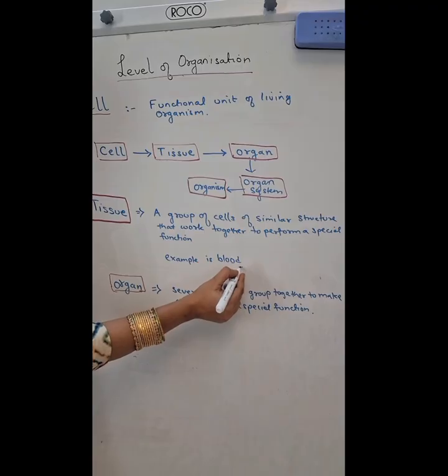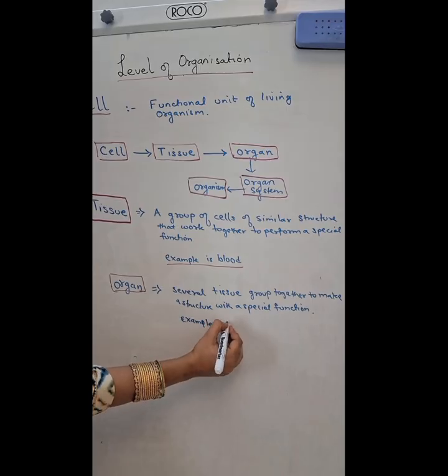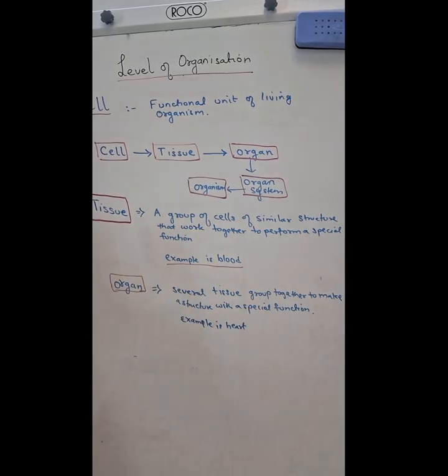So example of organ is, I can take heart. And you know there are many. And in plant, the example is leaf, stem, root. They are organ. Okay. The next one is organ system. The next one is what? It is organ system.